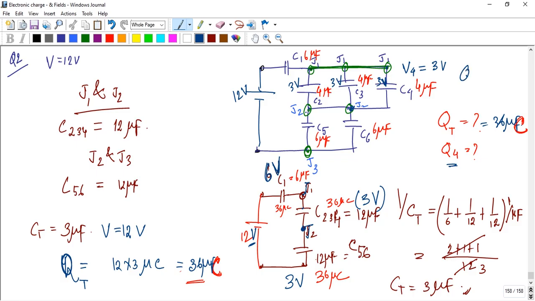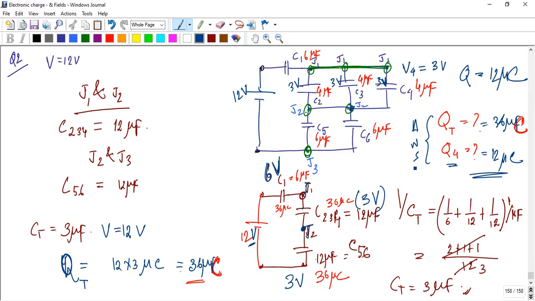So what is Q? Q equals CV, C4 is 4 microfarad, so we get 12 microcoulomb. That's our answer. Is the concept clear?